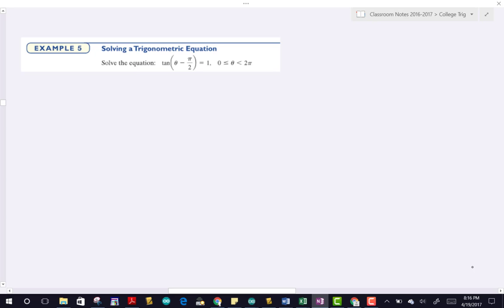I am once again going to use substitution to solve this equation. We've got the tangent of theta minus pi over 2 equals 1. We're going to let u be equal to theta minus pi over 2. And so we're looking for the tangent of u to be equal to 1.